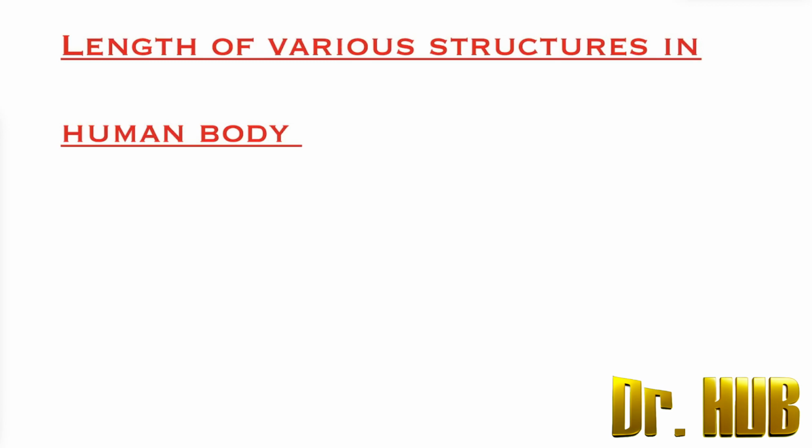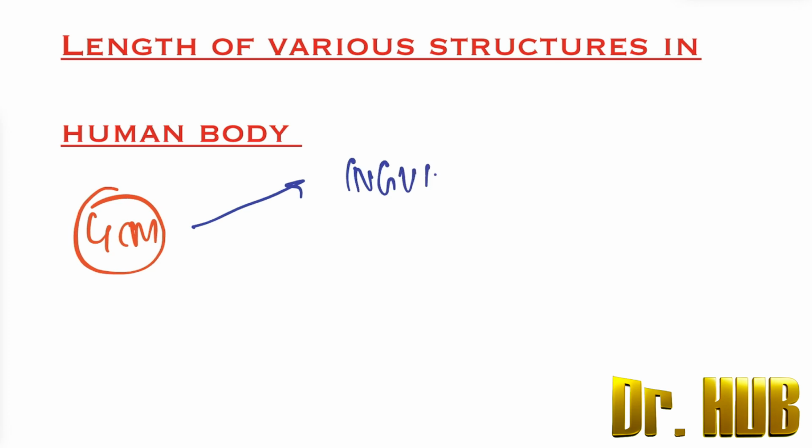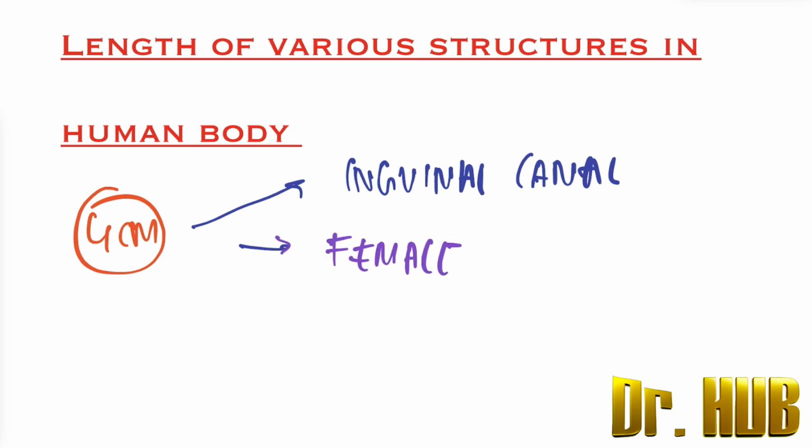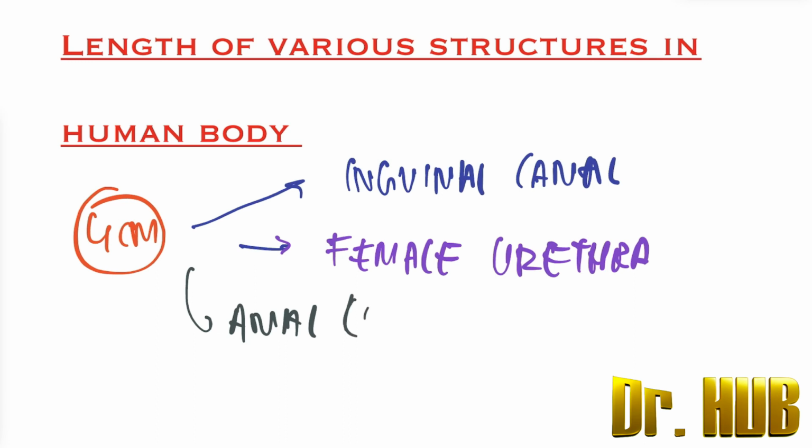Length of various structures in the human body. So we start off with 4 centimeters. What is 4 centimeters in the body? In 4 centimeters, there is the inguinal canal. The female urethra is also 4 centimeters. Next is the anal canal, which is also 4 centimeters.